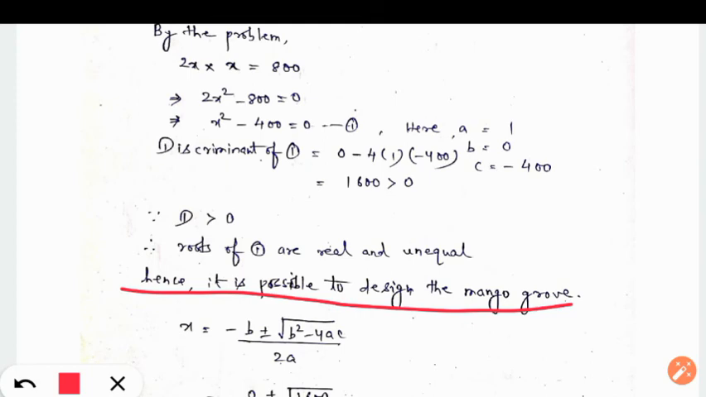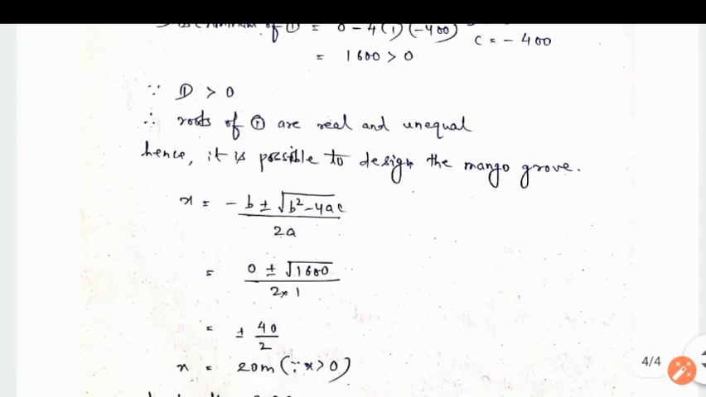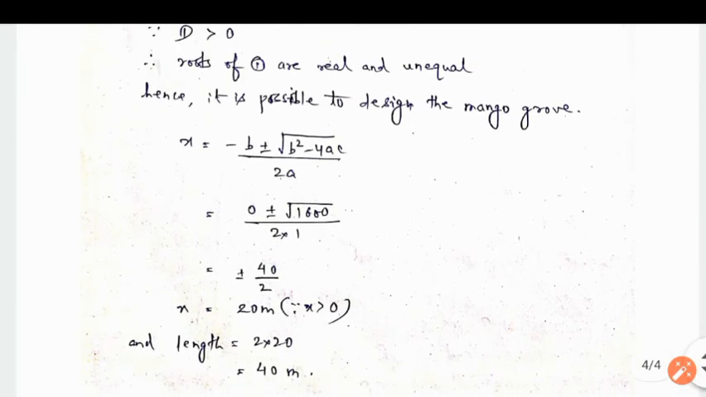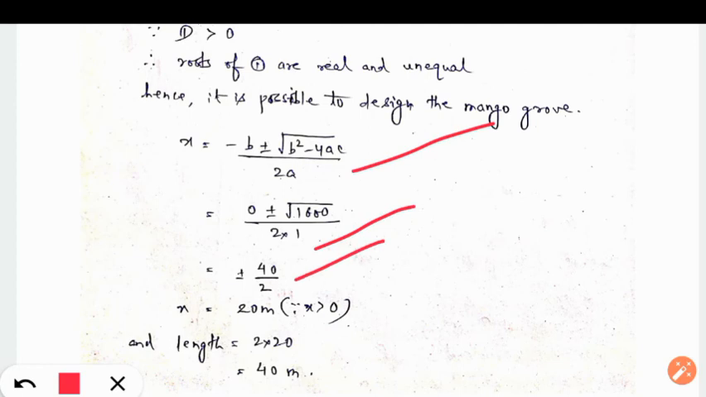Okay. So now, if it is possible to design, then find the length and breadth. So x is equal to minus b plus minus root over b square minus 4ac, by 2a. This is the quadratic formula. So here b is 0. I have written the value of b square minus 4ac, 1600. After simplification I got plus minus 40 by 2, which is plus minus 20, of which we are only able to take x equal to 20, because it is breadth, which can never be negative. That is why I have written in the bracket, since x is greater than 0.